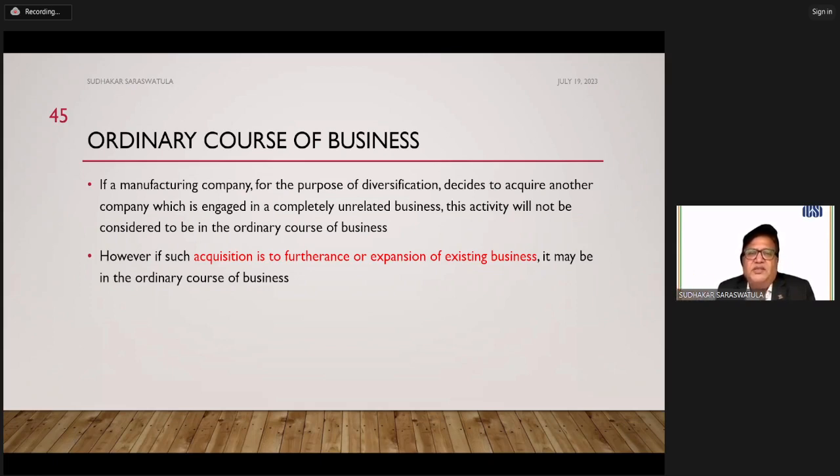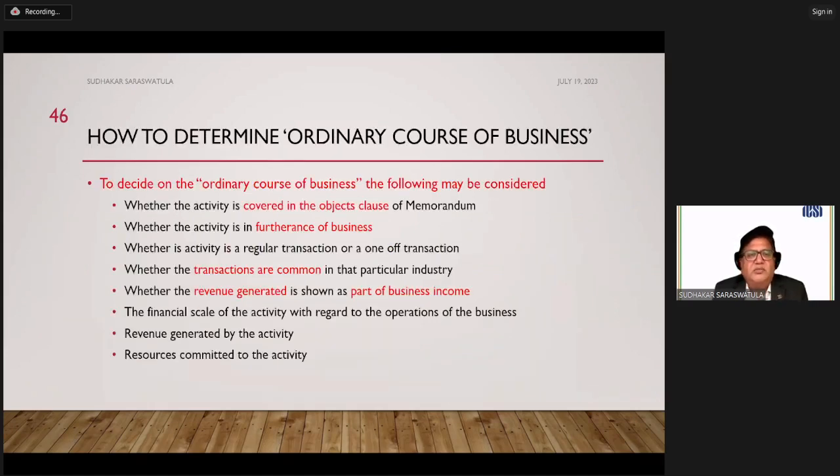But suppose the business the paint manufacturing company is acquiring, from the surplus cash available with it, is a pharmaceutical company. Is it in the ordinary course of business? The answer is no. If that acquisition is from a related party, you have to comply with all the procedural rigmaroles, because it is not for furtherance of my business, because it is altogether a new business. You can do it by all means, but you have to comply with whatever the requirements are. This is how you have to see the ordinary course of business.